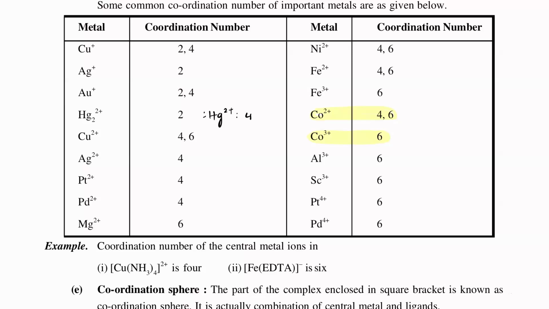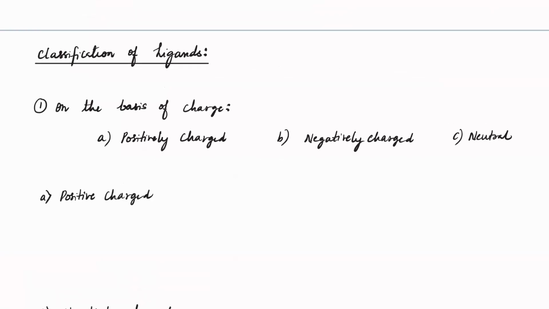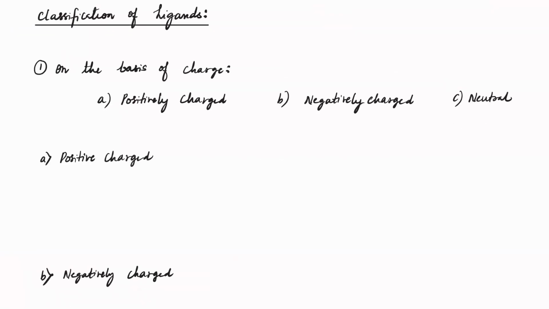Okay, next. How do we classify these ligands? Ligands can be classified on the basis of the charge they are carrying, on the basis of the bonds they are making, and on the basis of the number of connections they are making. So depending upon different classifications, we will see it. The first classification is based on charge. Based on charge, there are in fact three types of ligands: positively charged ligand, negatively charged ligand, and neutral ligand.